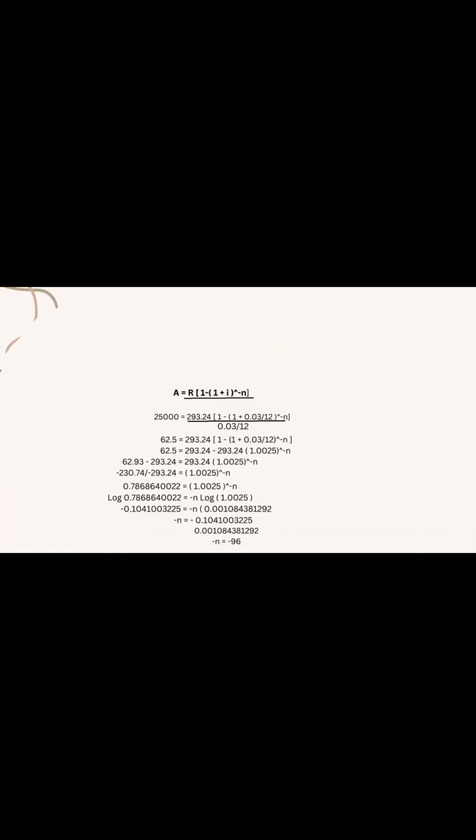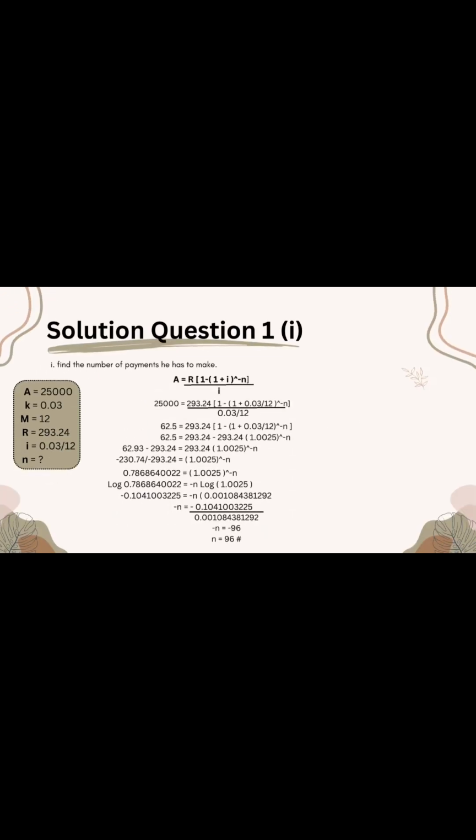Fitri makes a loan of RM 25,000 to further his study and he is charged at 3% compounded monthly. After he graduates, he needs to pay back his loan. If he needs to pay RM 293.24 every month to settle his loan, find the number of payments he has to make.